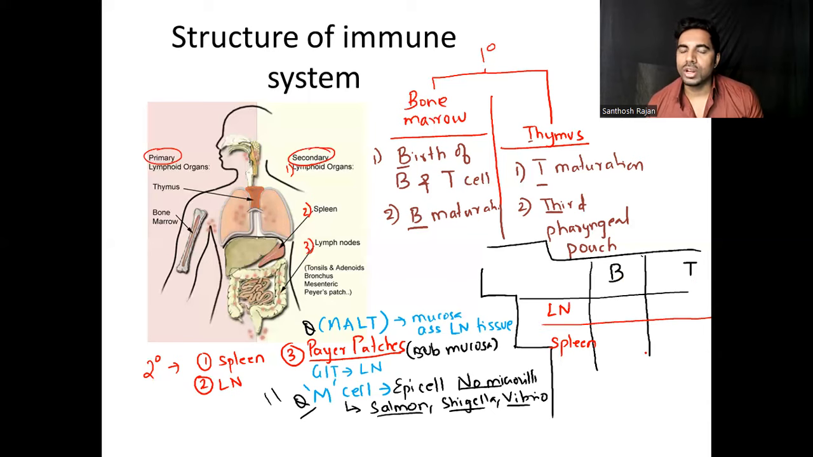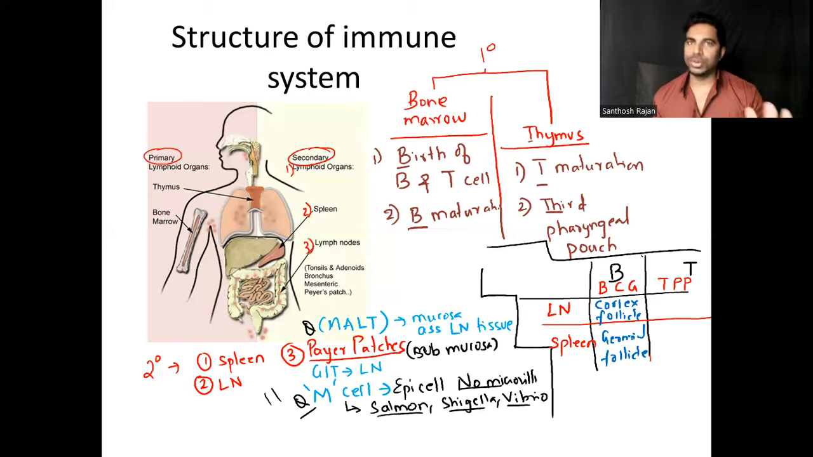Now remember, how to remember? For B, the shortcut is BCG. BCG. For T cell, you're going to remember TPP. Tasty paneer paratha, TPP, very easy. Now see how I'm going to fill this one. Because I told BCG, C for cortex, here comes the cortex follicle, and G for germinal follicle. You have questions from here, especially from patho or anatomical part. I'm going to cover micro also. So please remember BCG, C for cortex, G for germinal. T ka TPP, tasty paneer paratha, T for tasty.